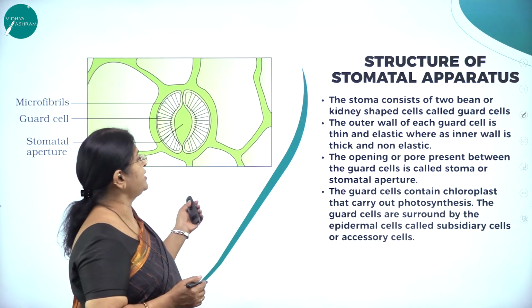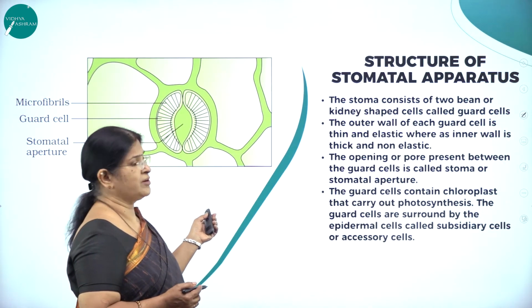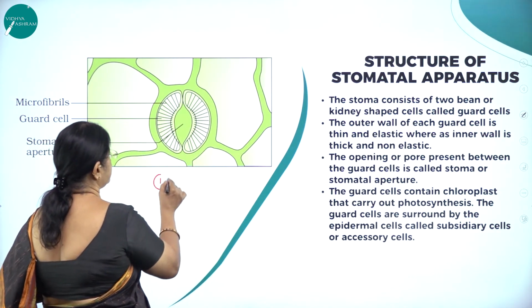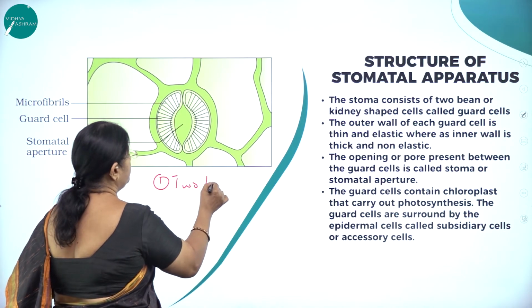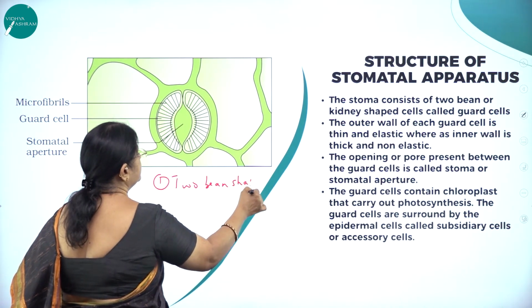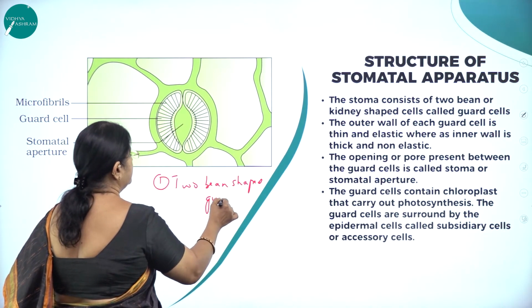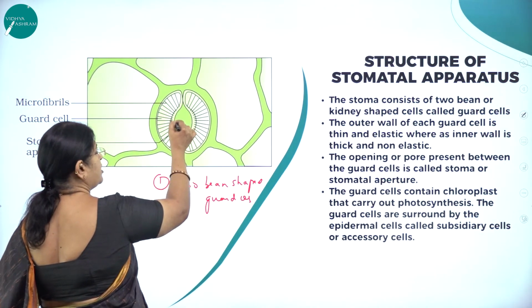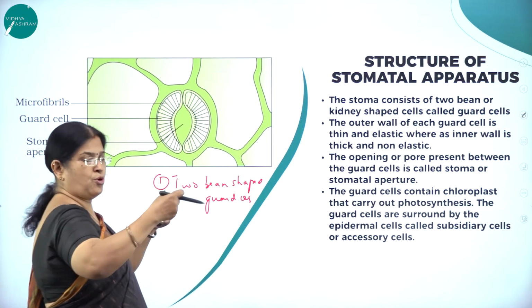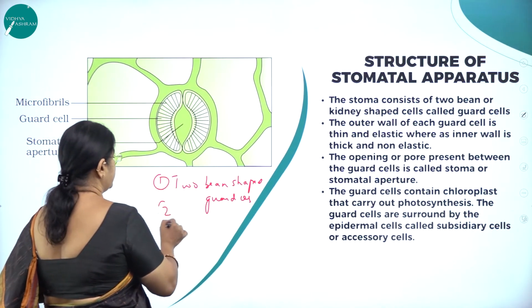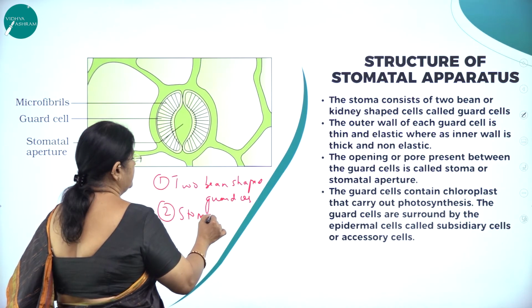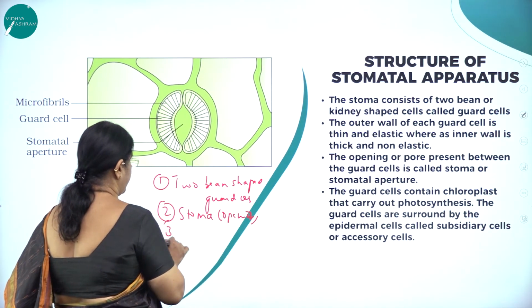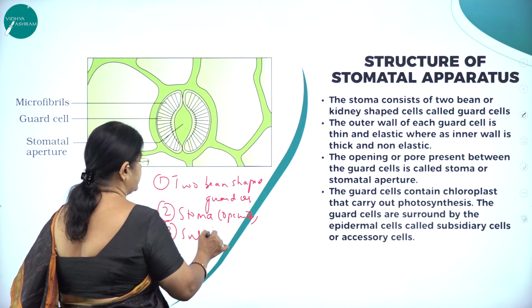The structure of the stomatal apparatus, as I already said: the stoma consists of, here you can see, two bean-shaped guard cells. Here you can see the outer wall is thin and the inner wall is thick. So it has to open, right? Then it consists of the stoma. Stoma means the aperture, or the opening, and the subsidiary cells.